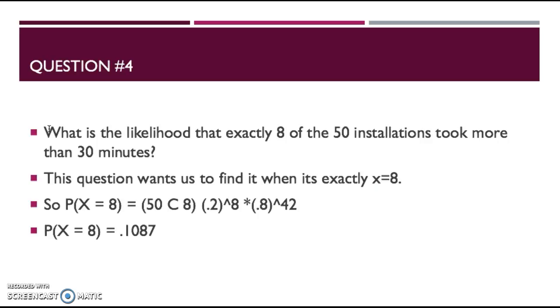Lastly, question number 4. What is the likelihood that 8 of the 50 installations took more than 30 minutes? This question wants us to find it when it's exactly x equals 8. So P(X = 8) equals 50 choose 8, multiplied by 0.2 with the exponent 8, times 0.8 with the exponent 42, and I came up with P(X = 8) equals 0.1087.